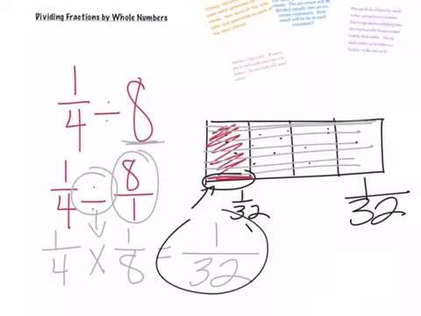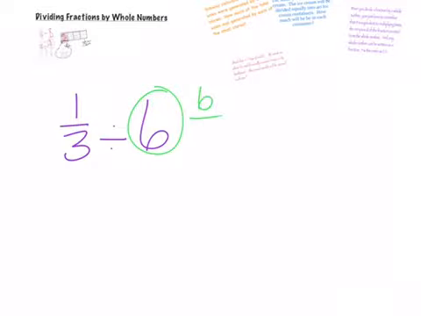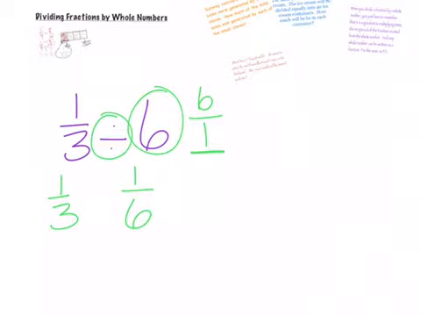Let's try another one. Let's do 1/3 divided by 6. Now remember, we have to change this into a fraction, which would be 6 over 1, but we have to find the reciprocal. We have to do the inverse, so we have to flip it. So 1/3, and if we flip, it'll be 1/6. And our division sign is going to turn into what? Good, multiplication. Then I just multiply straight across. 1 times 1, 1, and 3 times 6, 18.